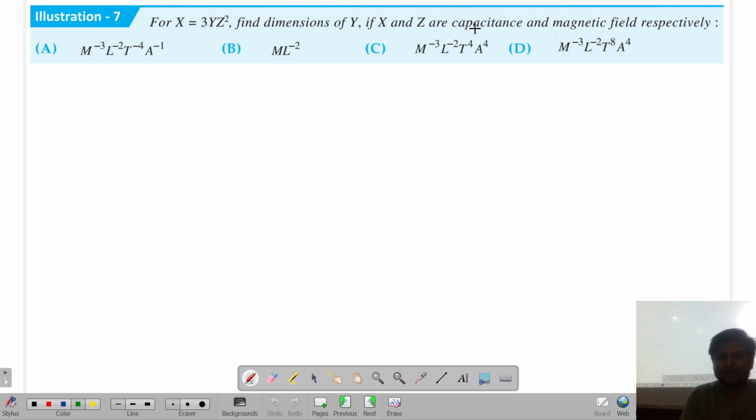Again, capacitance, magnetic field. Should we leave this question? Are you aware of these things, capacitance and magnetic field? No. So it's better to leave this kind of problem. Okay. Should I teach? Okay, let's do this. Should I solve? Because you guys will not be able to do it.